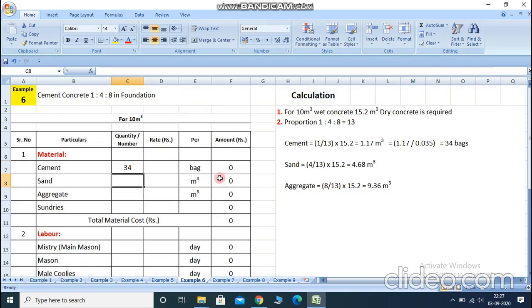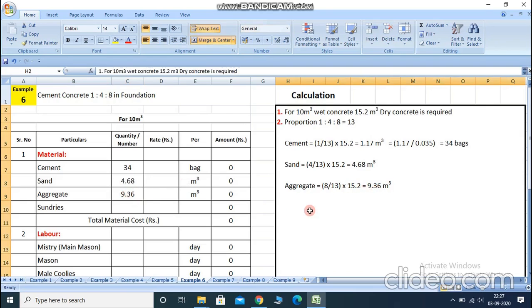Then for the sand calculation, sand is the 4 part. So 4 divided by 13 multiplied by 15.2. We got the answer 4.68 meter cube. So write here 4.68 meter cube. Then the aggregate is the 8 part. So 8 divided by 13 multiplied by 15.2. So 9.36 is the value of the aggregate for making the concrete of 10 meter cube volume.